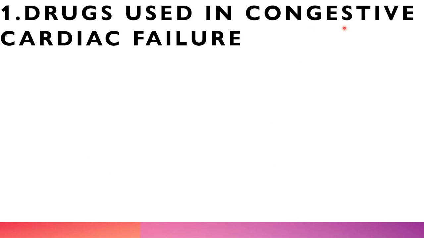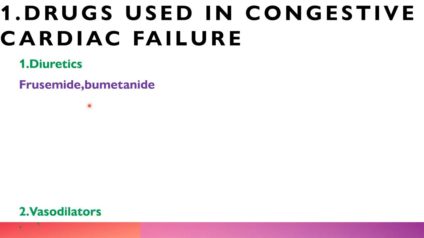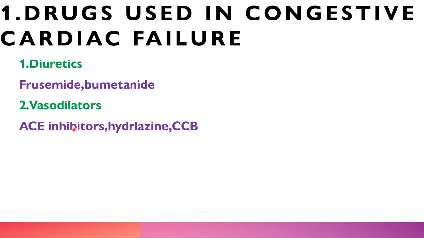Drugs used in congestive cardiac failure. The first drug we will be using is diuretics, for example furosemide and bumetanide. Second, vasodilators. Examples are ACE inhibitors, angiotensin converting enzyme inhibitors, hydralazine, and CCB, that is calcium channel blockers. So these will be used as vasodilators.